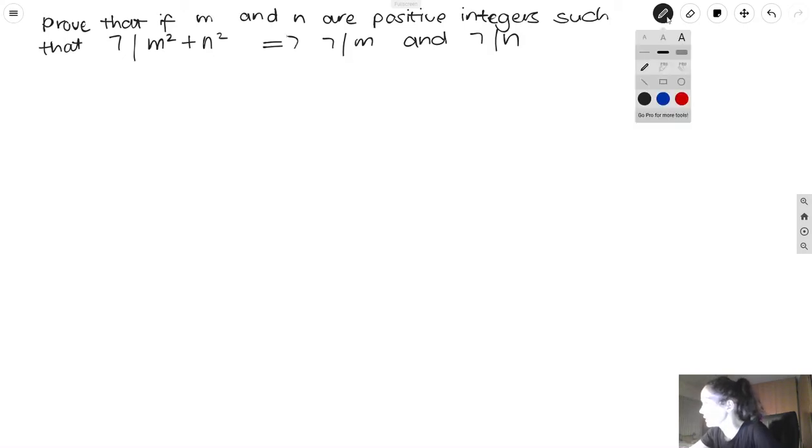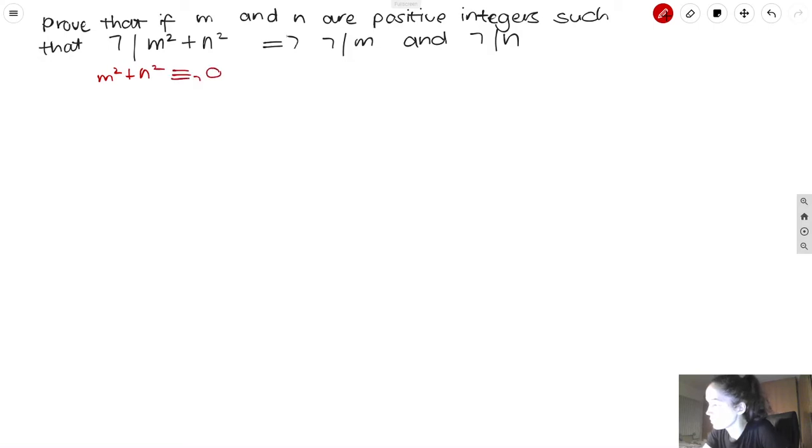Okay, so let's look at different numbers and different cases of numbers and see what we can deduce from their remainders when they are divided by 7. We can rewrite the statements as: m squared plus n squared is equal to 0 mod 7, and we want to show m mod 7 is going to be equal to 0, and n mod 7 is also going to be equal to 0. That's what we want to show.